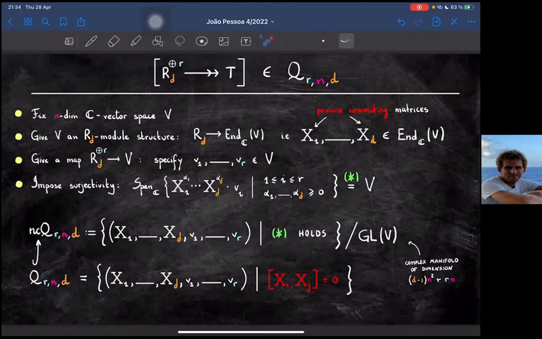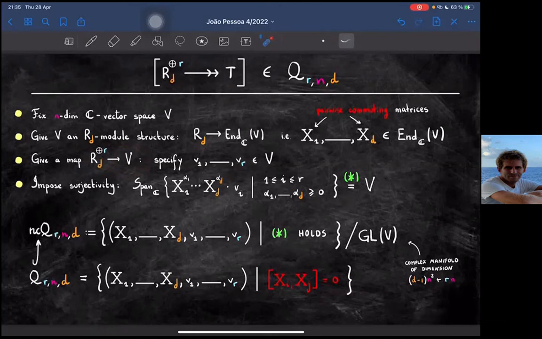So now we have to take care of the map. So we have to construct a map and make it surjective. So the map is easy. We have to just take the coordinate vectors here, like 1, 0, 0, 0 up to 0, 0, 0, 1, and send them somewhere. So we have to pick our vectors. This defines the map. And then we have to impose surjectivity.